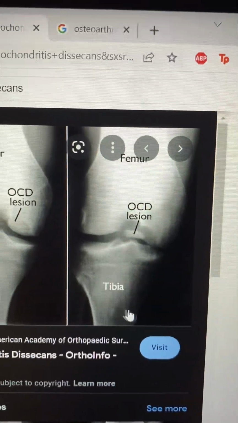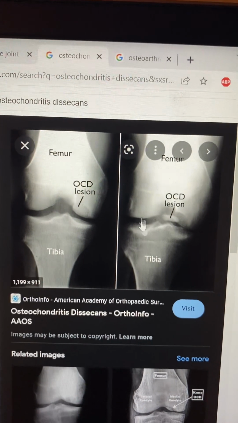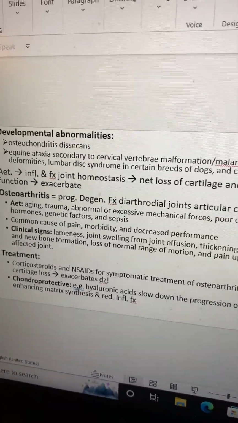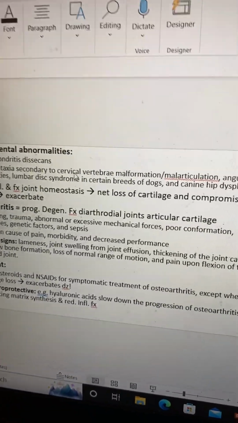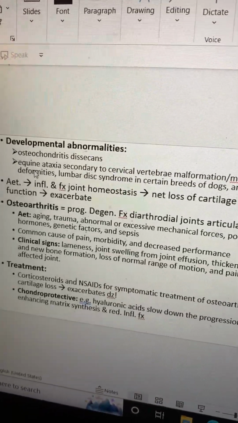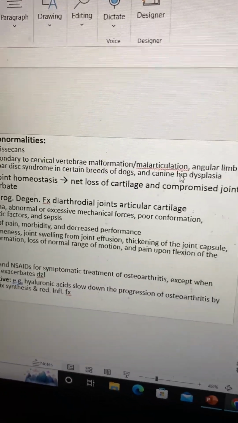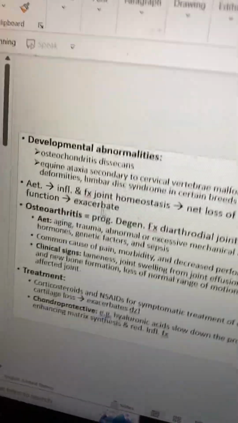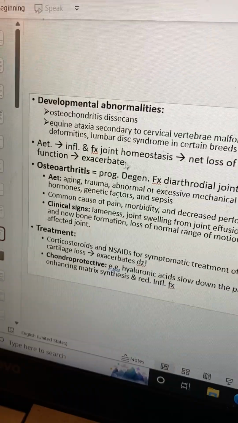Now, let's talk about some developmental abnormalities. The first type is osteochondritis dissecans. I won't go into too much detail; they've just given it as an example. There's also equine ataxia, which usually occurs because there's been some malformation of the cervical vertebrae or malarticulation. Lumbar disc syndrome in certain breeds, canine hip dysplasia. I'm not going into these because we're talking about them later. These are usually caused by inflammation.